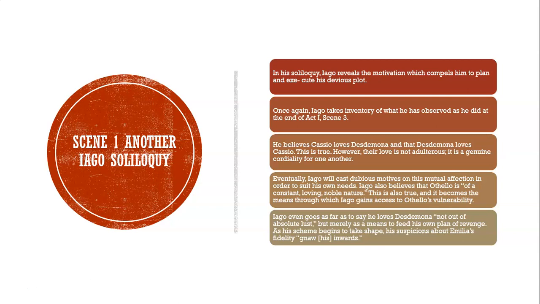He reveals the motivation, which is why he's going to execute his plan. And he takes inventory of everything that he just observed in all of the play up until now. And he believes that Cassio actually loves Desdemona and that Desdemona loves him. It's true, but their love is not adulterous. It's a genuine cordiality for one another. And this is really interesting. I think that we can think about this in the modern way.